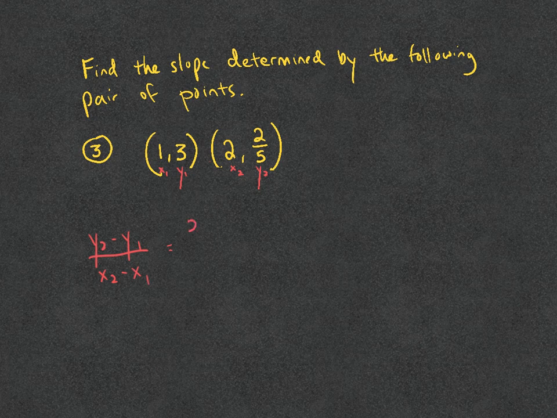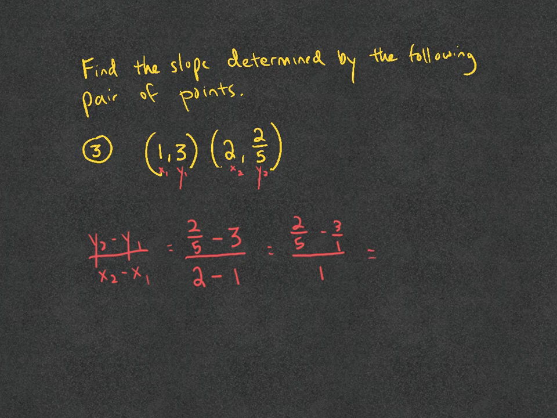Y2 is 2/5, minus y1, which is 3. And then on bottom, x2, which is 2, minus x1, which is 1. So 2/5 minus 3. I'm just going to go ahead and write that as 2/5 minus 3 over 1. And then on bottom, 2 minus 1 is just 1.